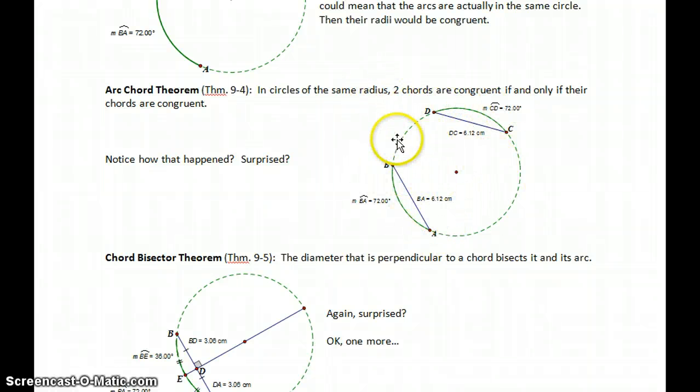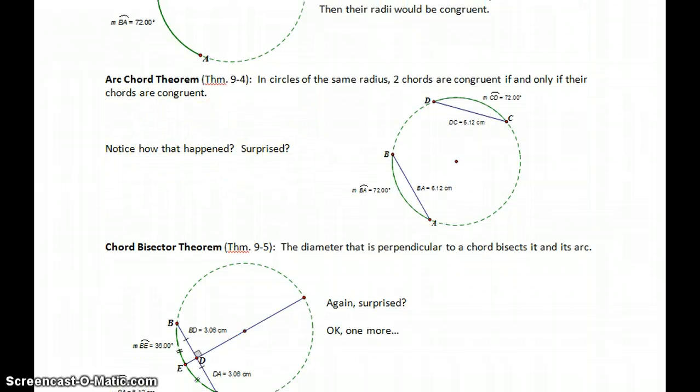And honestly, when you see these problems, it's more often than not in the same circle, but realize it's also true. If I had another circle over here with the same radius and same chord, then the arcs would be the same measure as these. Or if I knew that the arcs were the same measure, then I know the chords were congruent. Okay, there are no big, huge surprises in here.